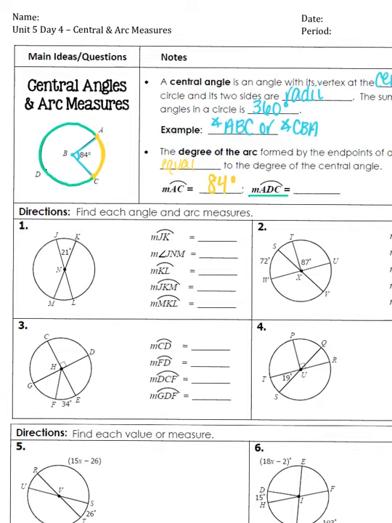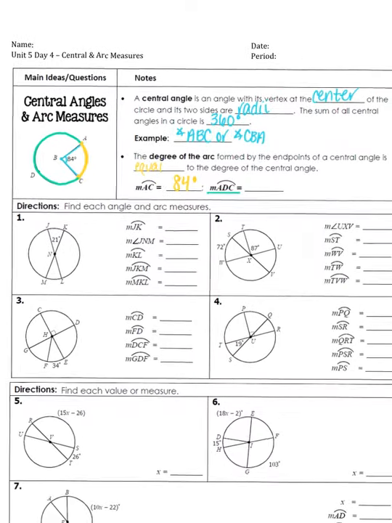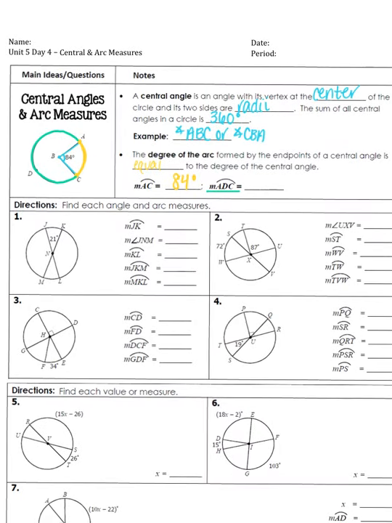Now, since we said the measure of the entire circle was 360 degrees, the way that we could find the measure of that green arc, which is arc ADC, is to do 360 minus the yellow arc. So we could do 360 minus 84, and that gives us a total of 276 degrees. So this arc would be 276 degrees, okay?